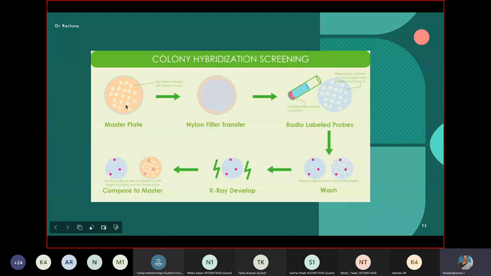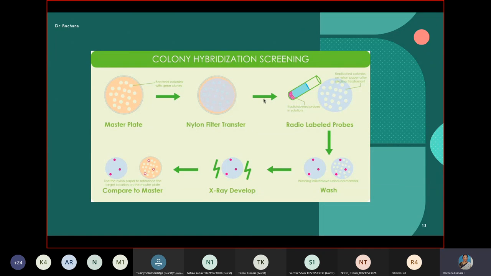Now look at this. This is the master plate and this is the membrane onto which you can see the position of the colonies is exactly the same, the way we do the process of replica plating. Just blot it onto the nylon membrane. And this is the probe. The probe is lying here in the solution. Probe is nothing but a short stretch of DNA which is labeled with a radioactive isotope.